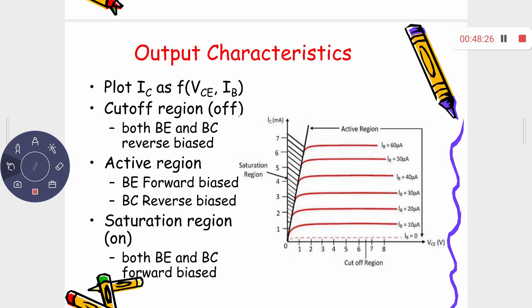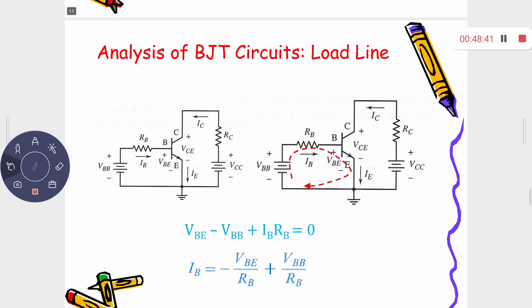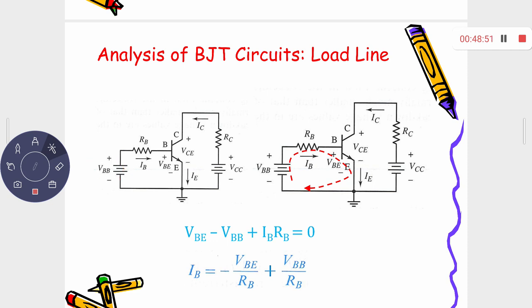But you never know which part applies whenever you place this device into the corresponding circuit. Here, IB is equal to minus VBE by RB plus VBB by RB. That is given. Now, for a given circuit, if VBE is provided to you and VBB is given to you, then you will be able to find out the calculated IB. You can calculate it simply.